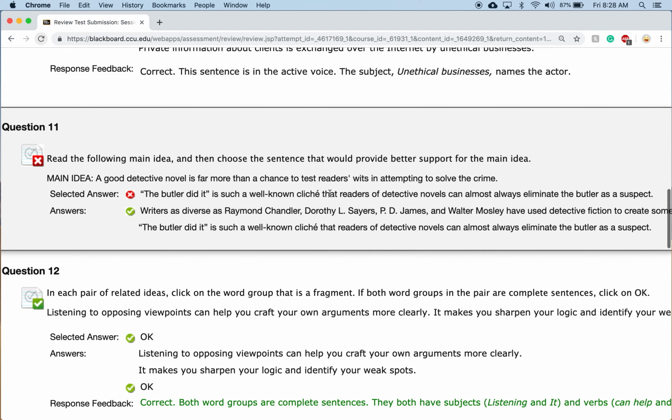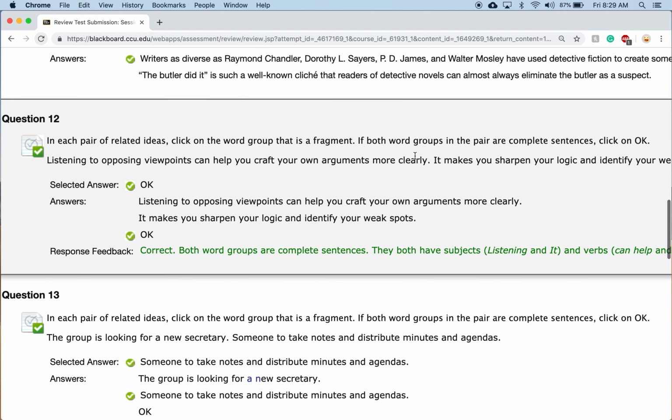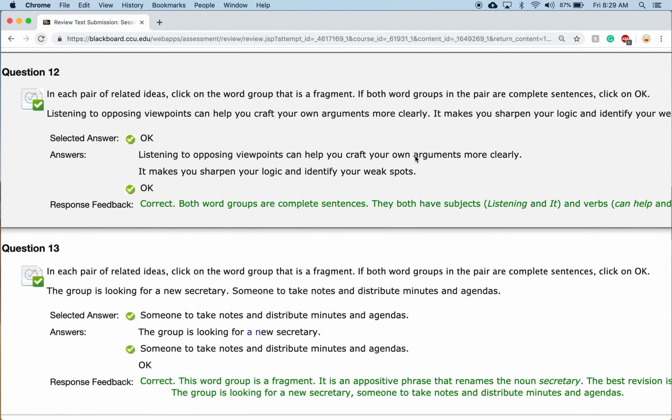Okay, then I missed number 11. You probably didn't have this one, but I hated it, and we're going to skip it because I'm protesting. Okay, and then let's see. Any of these ones? Oh, a fragment.